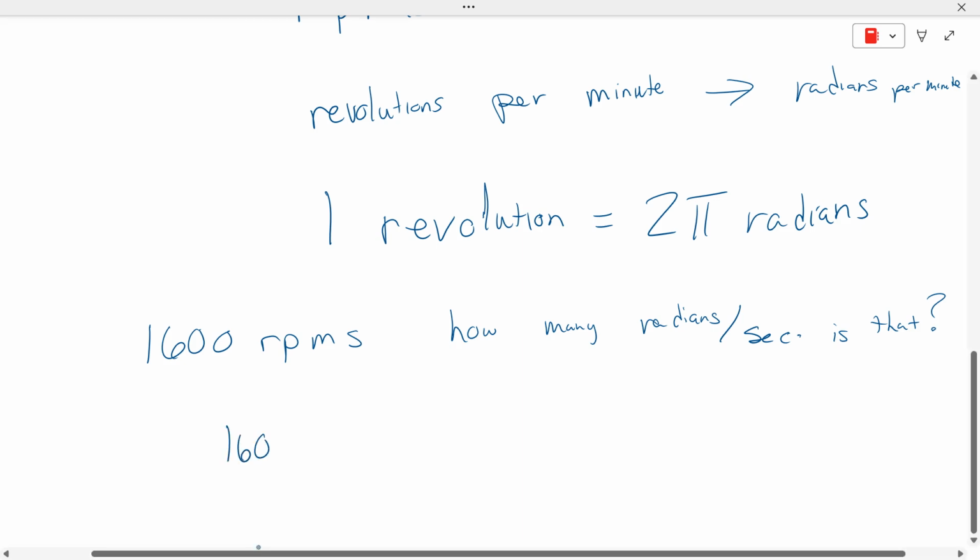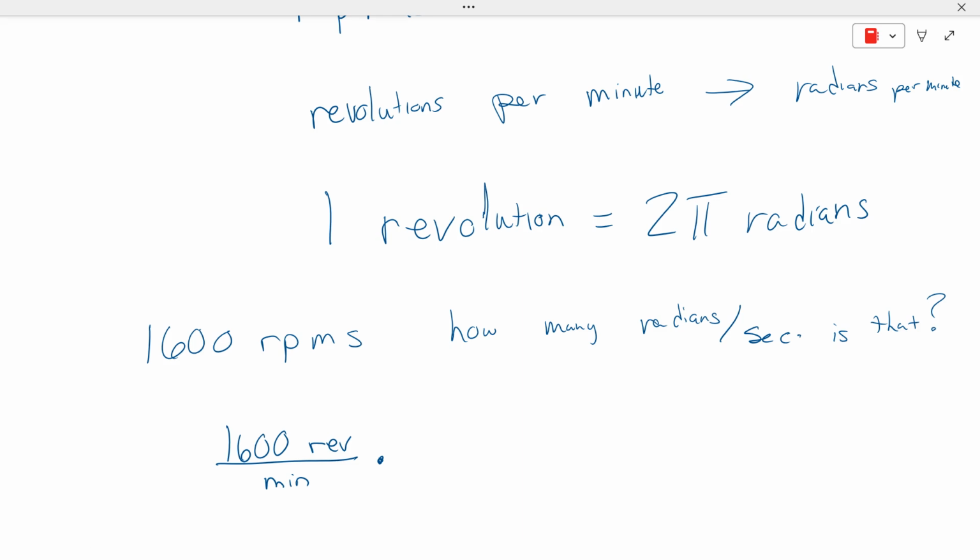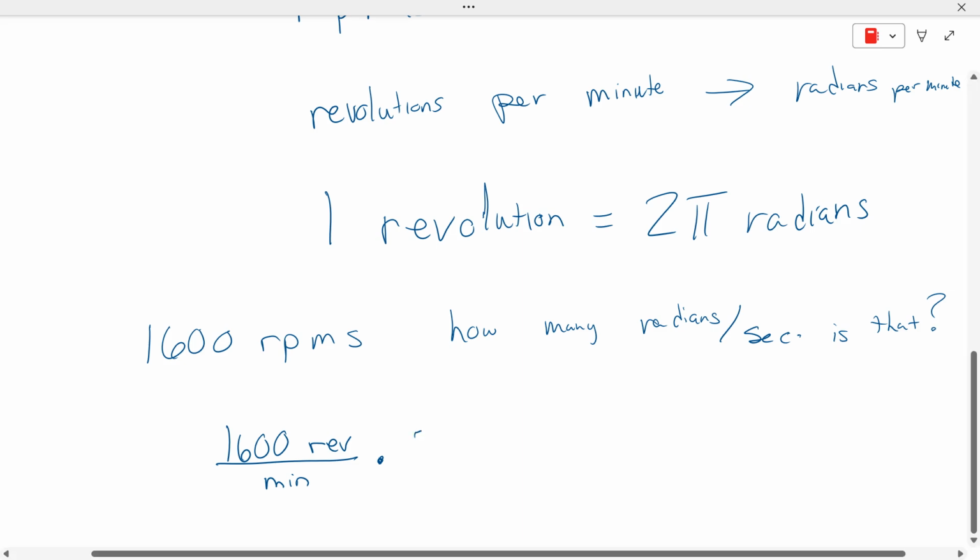So we start out with 1600 RPMs. We don't write it as RPMs. We write it as revolutions per minute. So we write the revolutions on the top, minutes on the bottom. Now, we just said there's 2 pi radians in a revolution. What we're converting to goes on top. What we're converting from goes on the bottom. So we're going to multiply by 2 pi radians over 1 revolution. And that cancels out our revolutions. And now I have radians per minute.